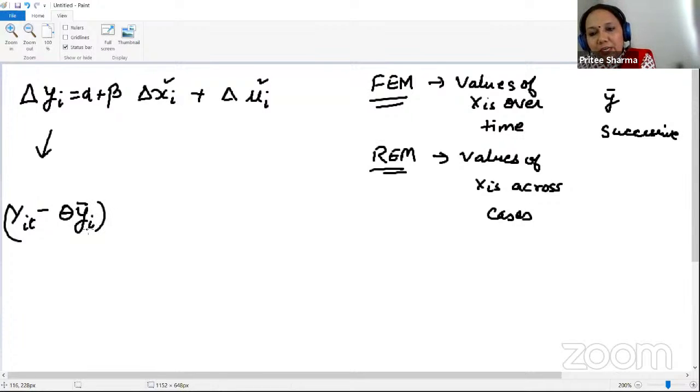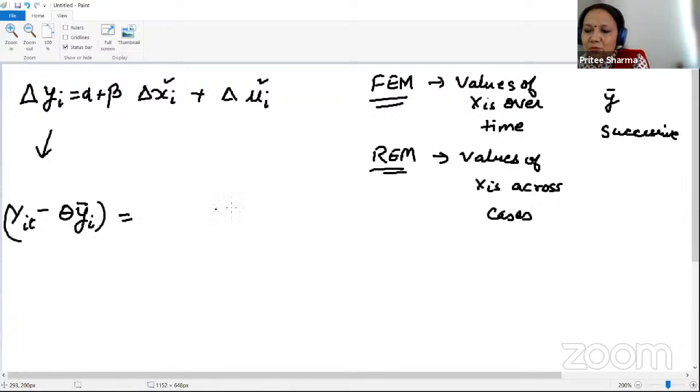So here, what is this y bar i? If you have to estimate it, y bar i is the summation of values of all y it's divided by the number of time periods. So basically this is the time demeaned value of that particular variable. Now here we are going to take a fraction of the time demeaned value of that particular variable.